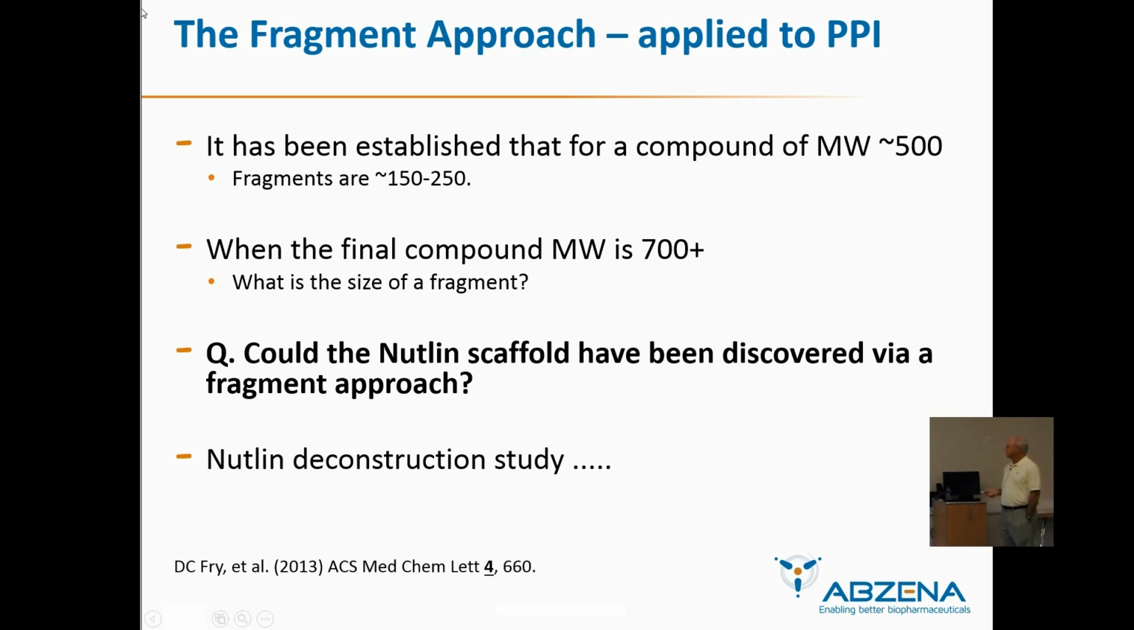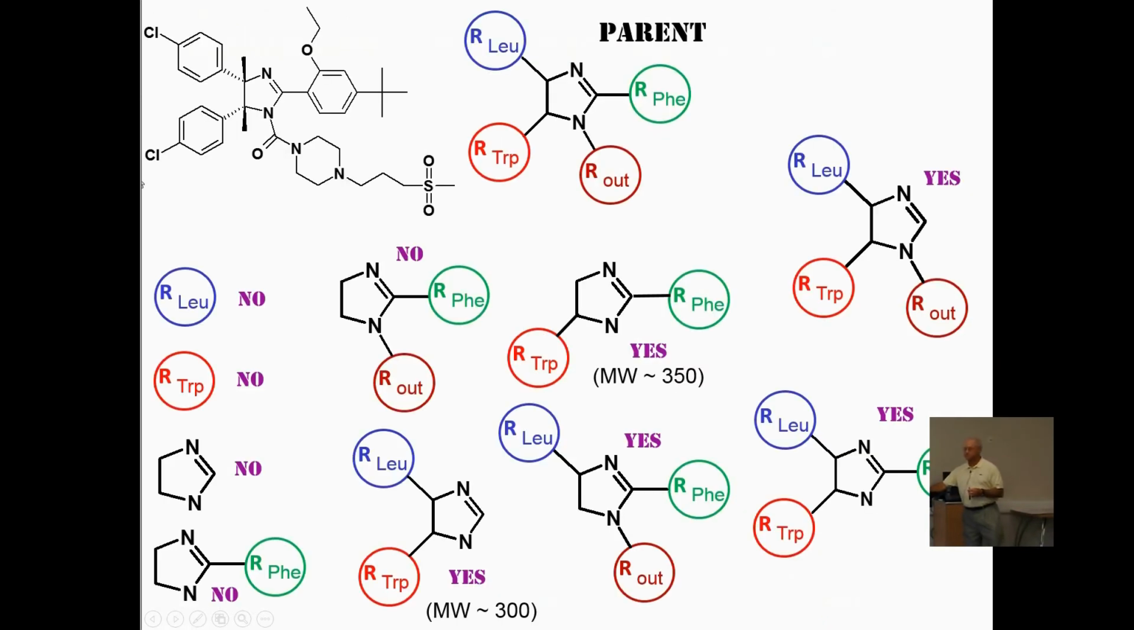And so we asked, even though the Nutlins were not discovered with a fragment approach, in retrospect, could we have found the Nutlin scaffold with fragments? So we sort of deconstructed the Nutlin scaffold to answer this. If you consider the Nutlin, schematically you think of it as a central template with 4 arms on it: the P pocket, the Leu pocket, the Trp pocket, and then there's always a piece that seems to be sticking out of the active site. Could we have found this via a fragment approach?